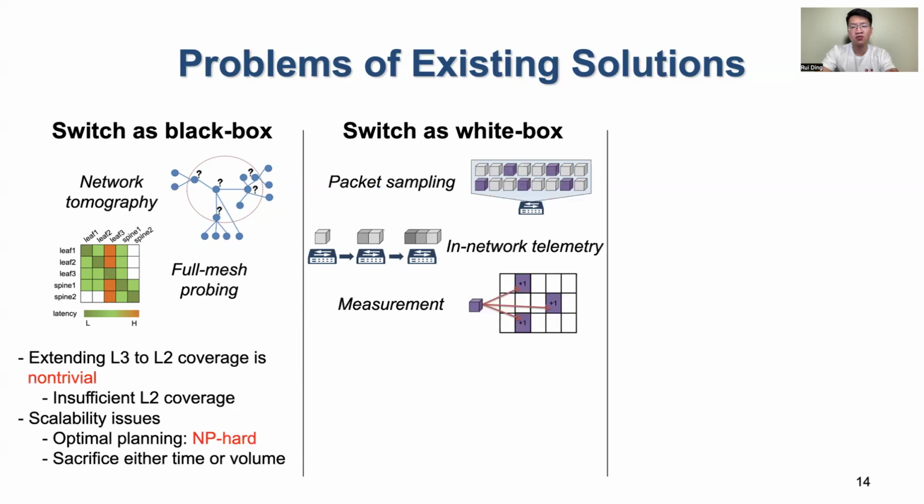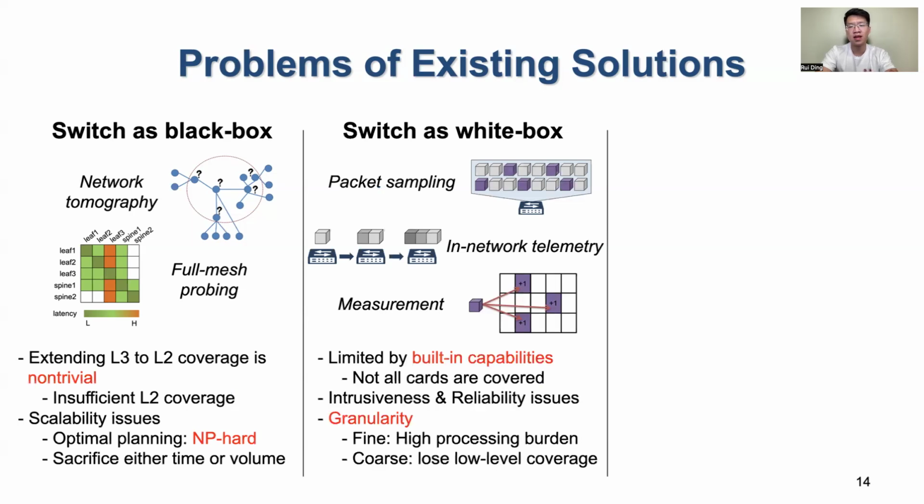The second category treats switches as white boxes. This includes methods like packet sampling, in-network telemetry, and measurements. Promising as they are, their power is limited by built-in capabilities on hardware. They can be intrusive and even incompatible with existing devices. Nonetheless, they are good complements and can be used in combination with our system for better performance.